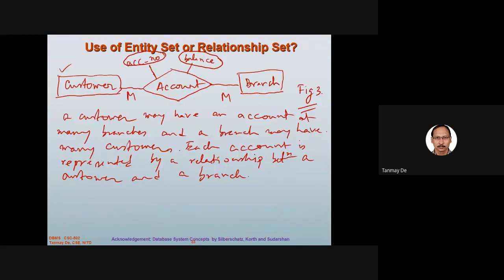Now you can see figure 3 here. This figure 3 cannot conveniently represent the situation of a joint account, that is, where the account belongs to several customers. Do you understand or not? Please either tell me yes or no.